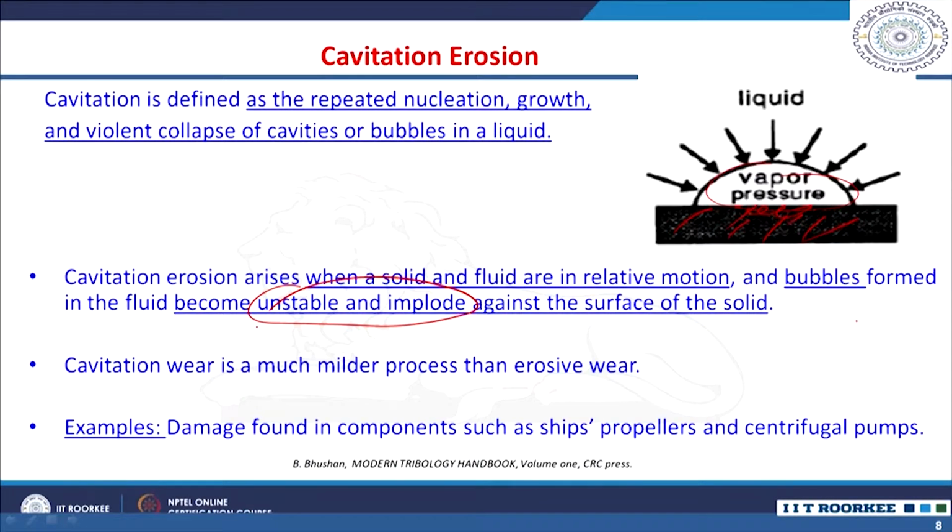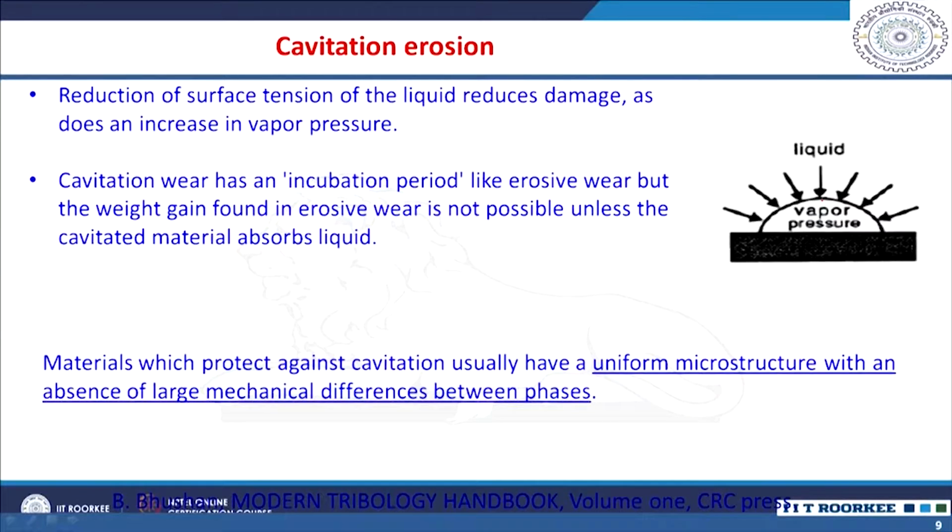So, as examples of cavitation, you can find damage in components such as ship propellers or centrifugal pumps. You will find cavities or bubbles collapsing on these pump surfaces or the ship propeller surface, that leads to erosion, that is cavitation erosion. So, a reduction of the surface tension of the liquid reduces damage, as does an increase in the vapor pressure. Cavitation erosion has an incubation period like that we found in erosive wear, but the weight gain found in erosive wear is not possible unless the cavitated material absorbs liquid.